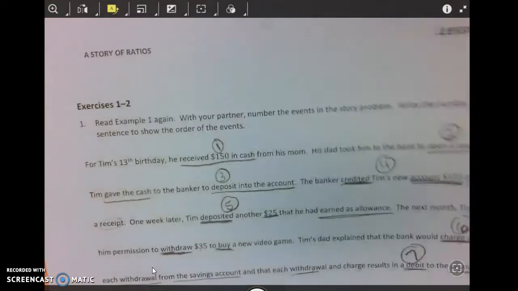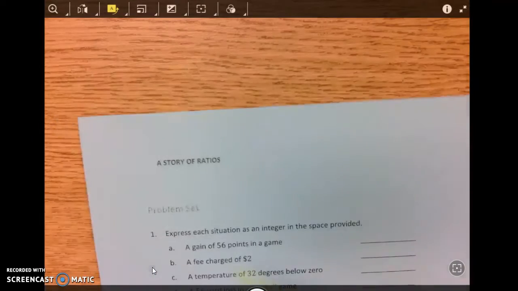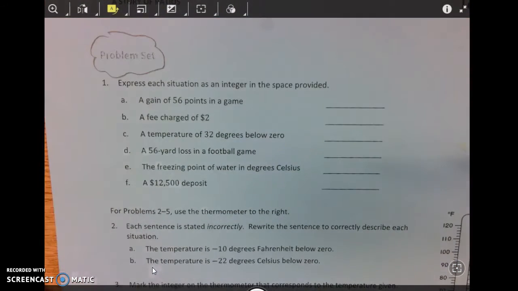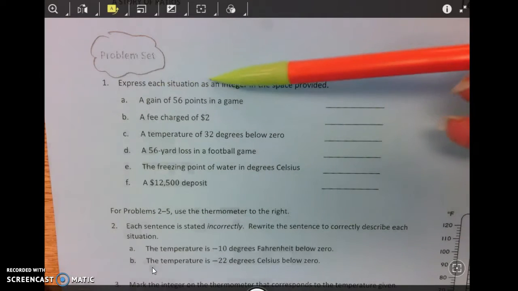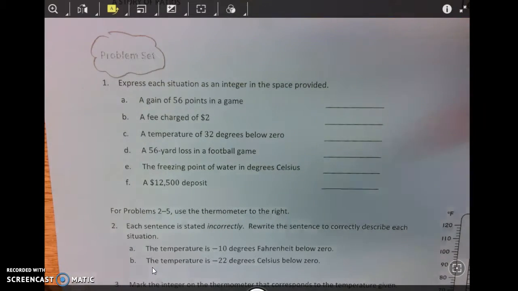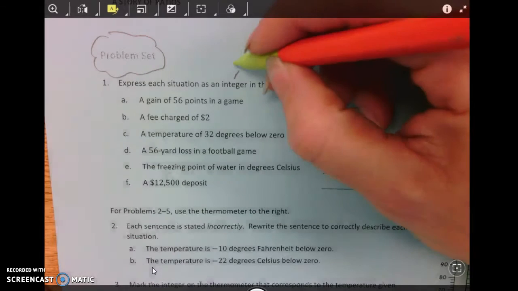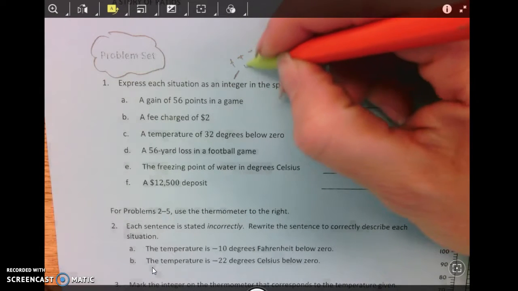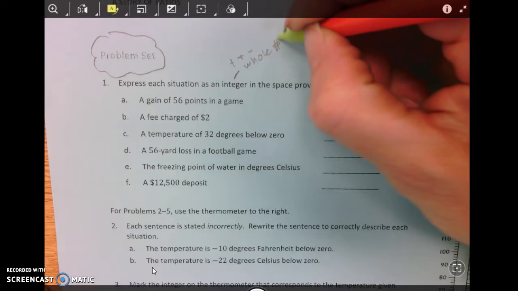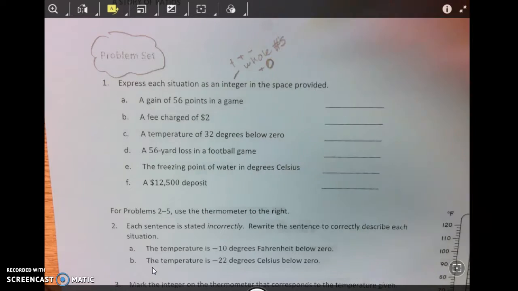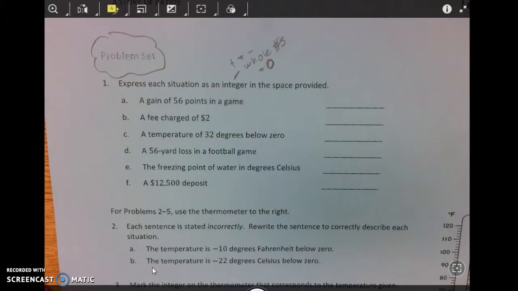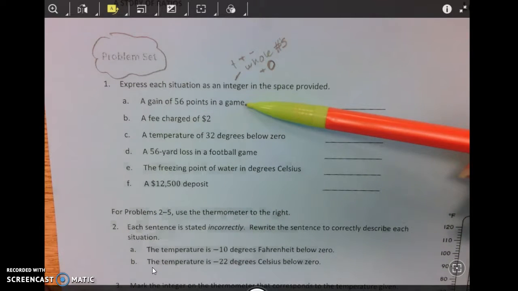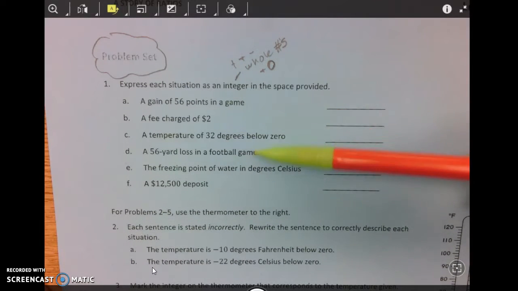So on the back of this sheet that you were using in class is your homework. It is problem set, lesson 2, which should be completed tomorrow. These just ask you to express each situation as an integer in the space provided. Remember, that's just a fancy word for positive and negative whole numbers and zero. So which whole number, positive or negative or zero, would be expressed by each of these situations.